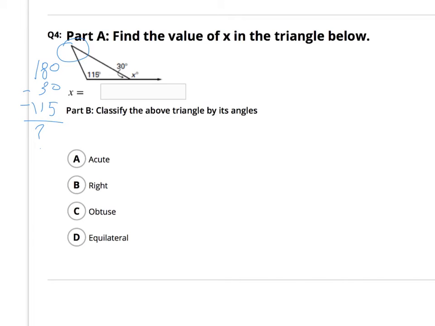Then, what we want to do is take, and let's just call this angle A and angle B, just for identification purposes. You're going to want to add those together. So, to find x, x equals angle A plus angle B. Okay? And that'll give you the value of x. And then part B, is this an acute, right, obtuse, or equilateral triangle?